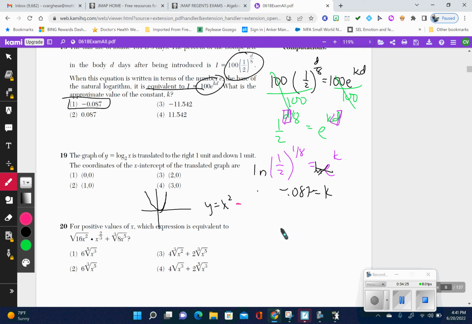the number right here, the number that's by itself, and the right or left is going to be the one that's in the parentheses. And it's also left or right is going to be the opposite of what you think. So you're thinking that right 1 is going to be +1, but the opposite of that is going to be a -1. So this is going to be x minus 1.